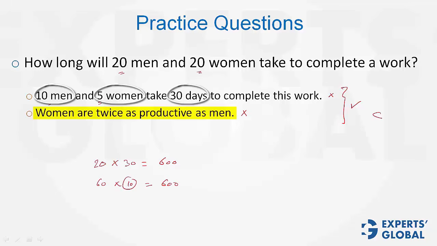So the numerical answer is 10, but that's the beauty of data sufficiency. You don't have to reach the numerical values. You just have to figure out how much information is needed to solve the question. In this question, you needed both the statements. Therefore, C is the correct answer choice.